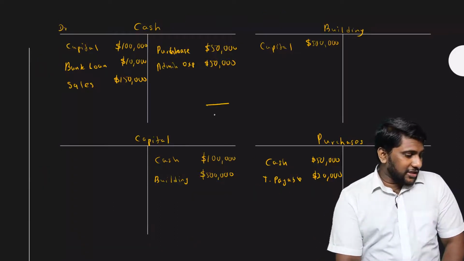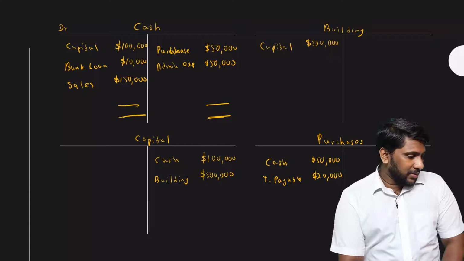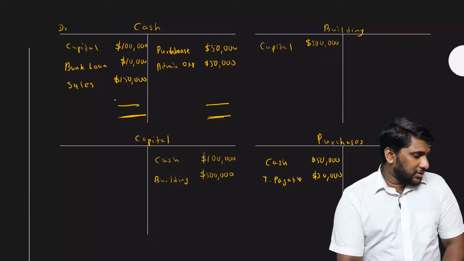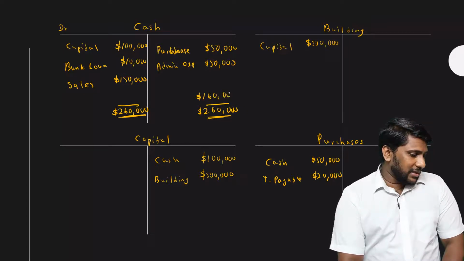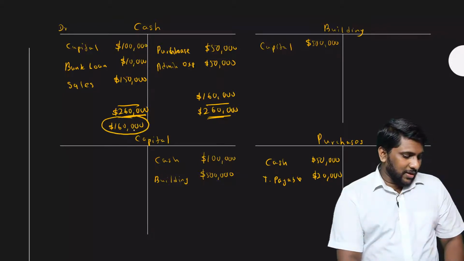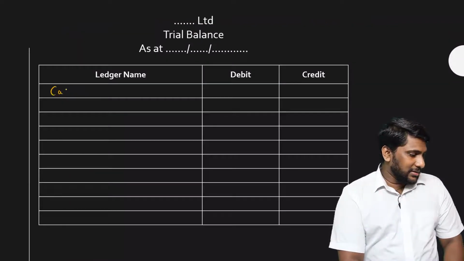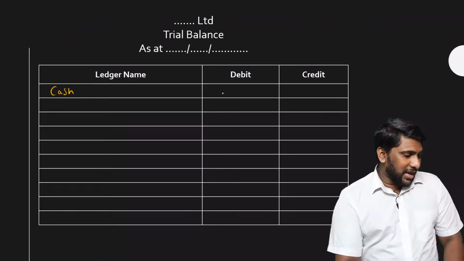Let's take the cash balance first. Cash balance. Here I am getting a value of how much? 260,000 on the debit side. Then we'll balance it for 260,000. Then it will get balanced for how much? 160,000. So cash is an asset. Asset balances should be on the debit side. So here 160,000, I will write it in my trial balance. Cash, how much is that?